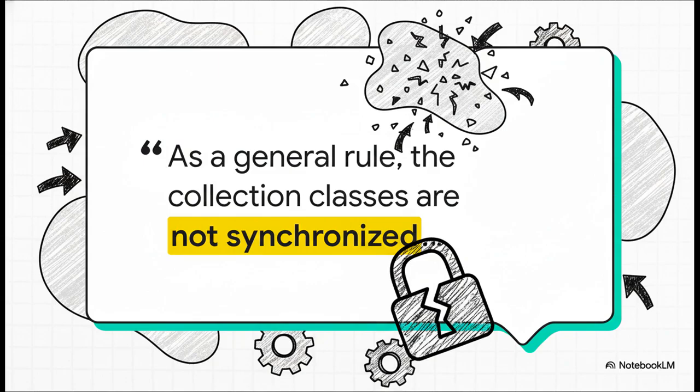Okay, now for a quick but super important pro tip. By default, none of these tools we've talked about are synchronized. Now, in simple terms, that just means they aren't thread safe. Imagine two people trying to write on the exact same to-do list at the exact same time. You'd get a mess, right? They'd be writing over each other. It's the same idea here. So if you have multiple parts of your program trying to change a collection at once, you've got to be careful. Just something to keep in the back of your mind as you build bigger projects.